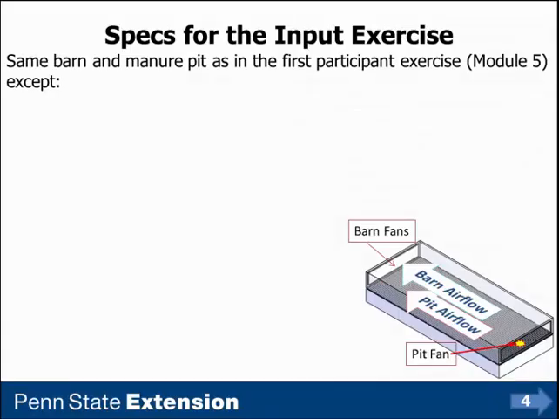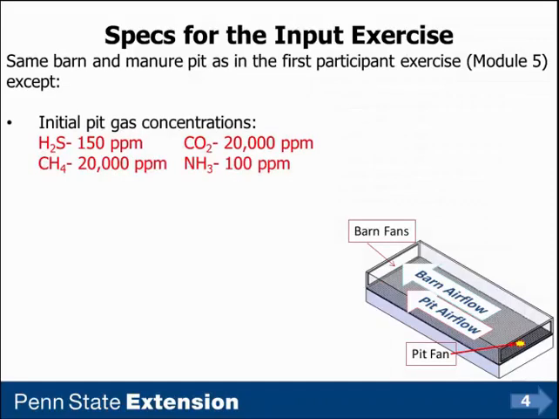The input exercise is going to be for the exact same barn and manure pit that we used in the first participant exercise, that is module number 5, except we're going to change the initial gas concentrations inside the pit to 150 parts per million hydrogen sulfide, 20,000 parts per million methane, 20,000 parts per million carbon dioxide, and 100 parts per million of ammonia.